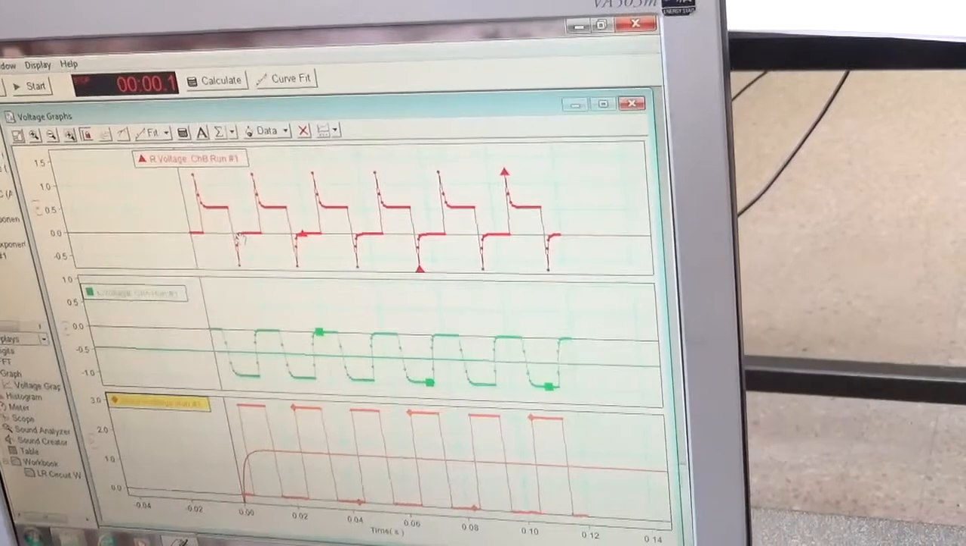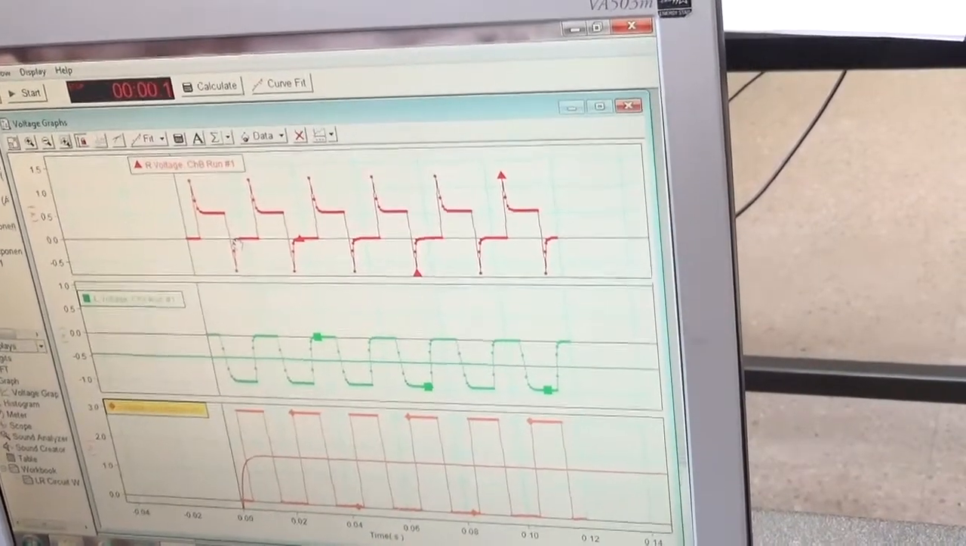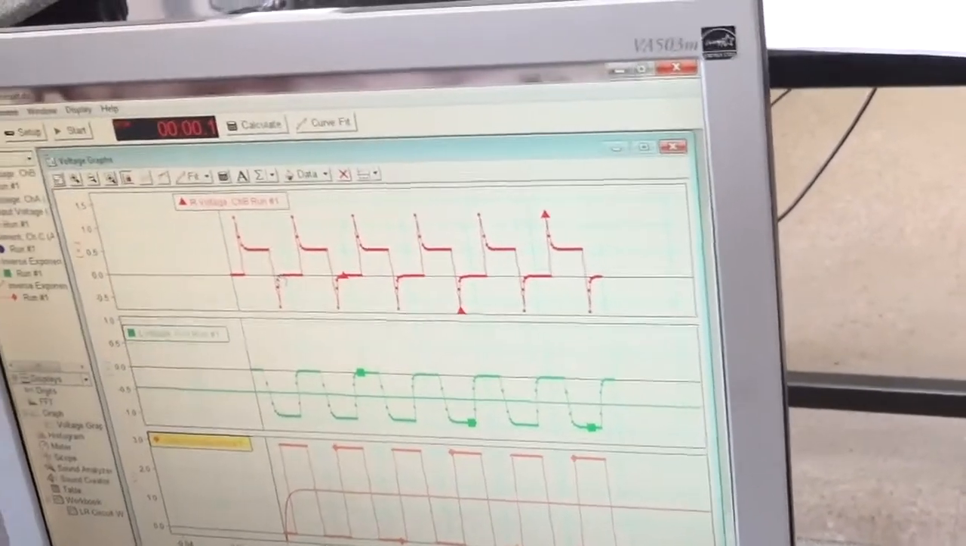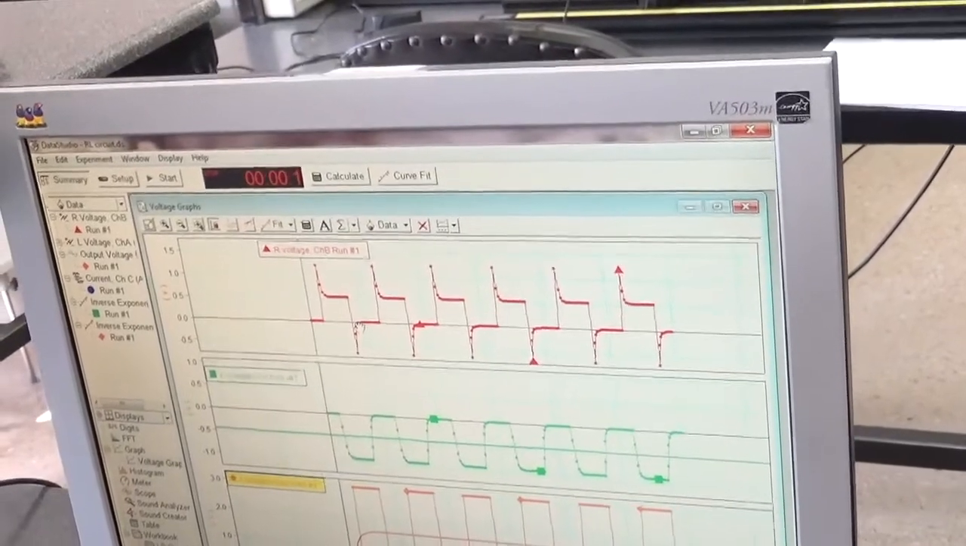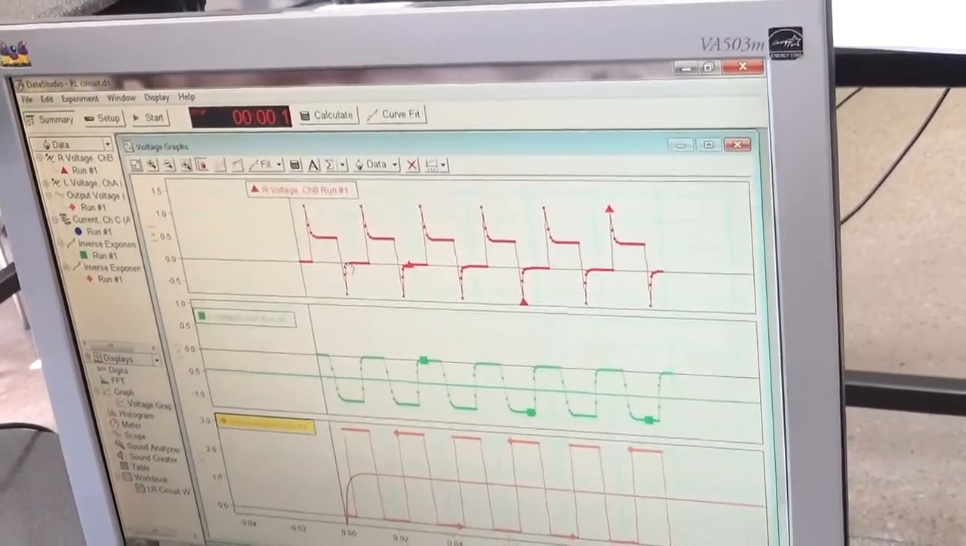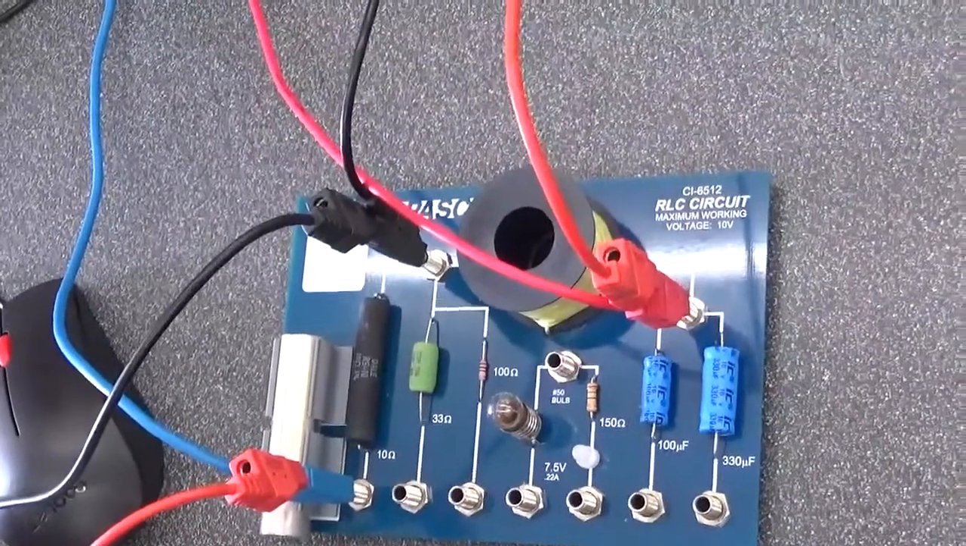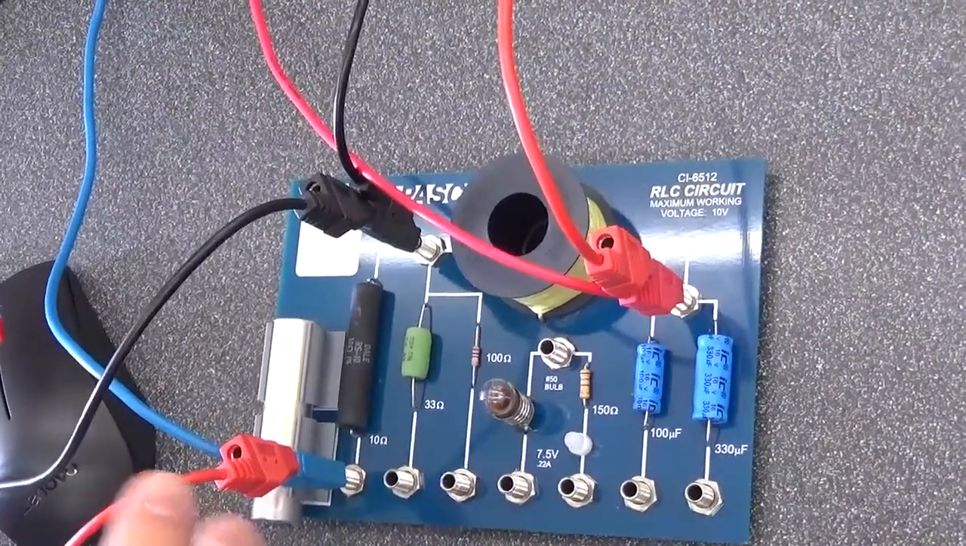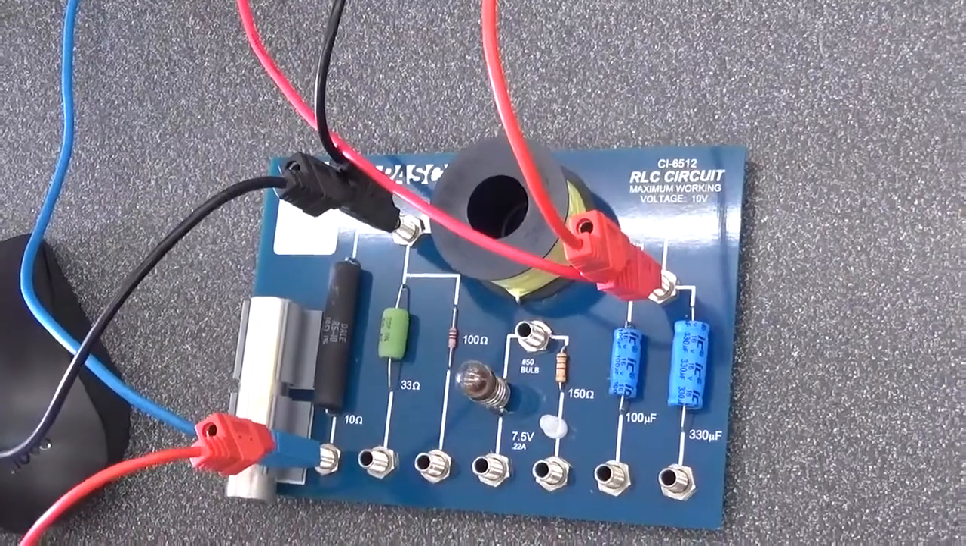So as we can see, the inductor and the resistor actually function in an opposite manner to each other. Whenever the inductor is undergoing an exponential decay, the resistor would be undergoing an exponential increase, and whenever the inductor is undergoing an exponential increment, the voltage across the resistor would be undergoing an exponential decay.